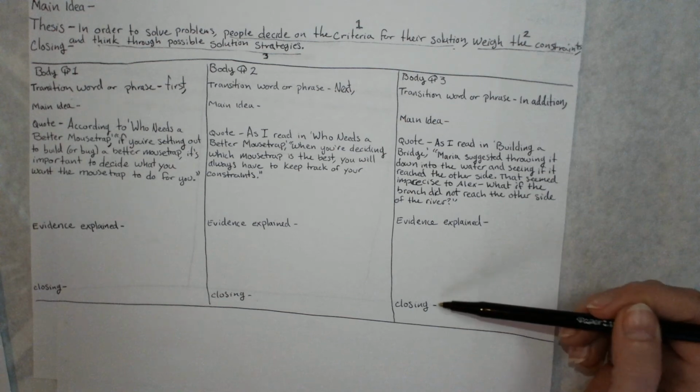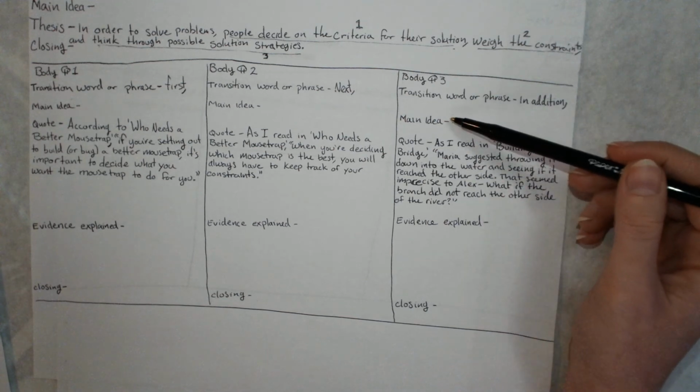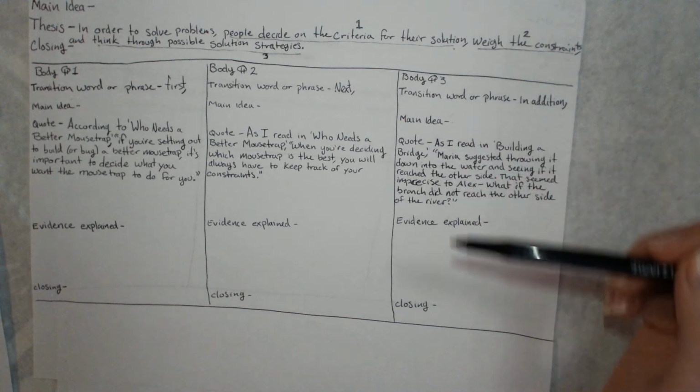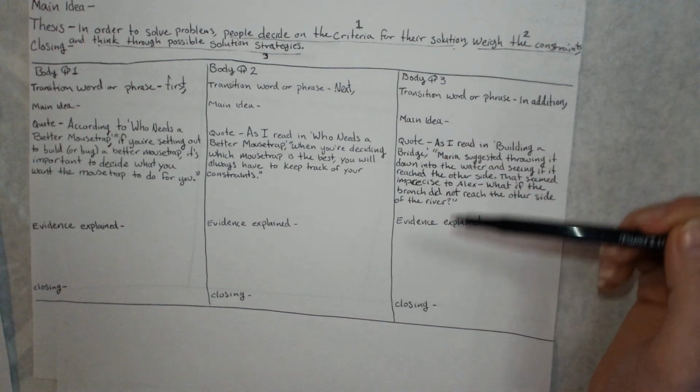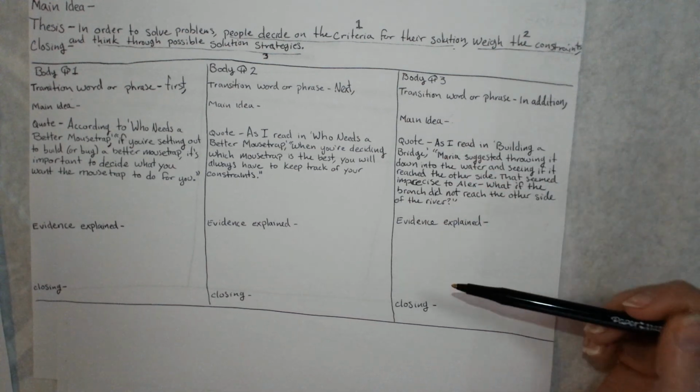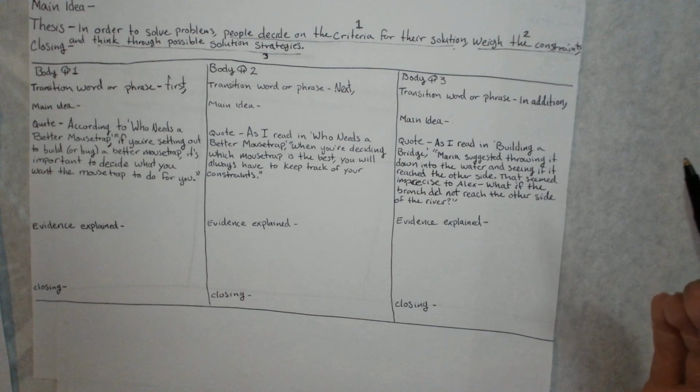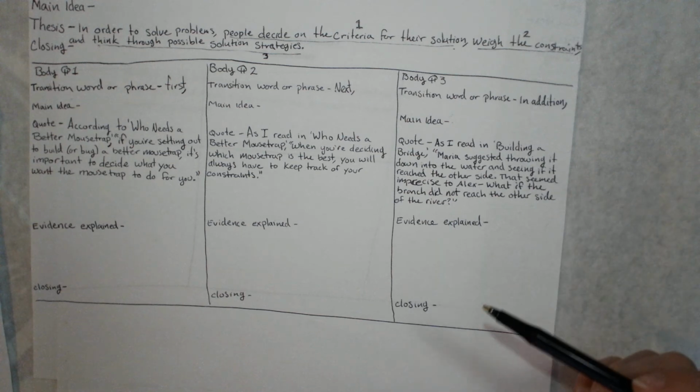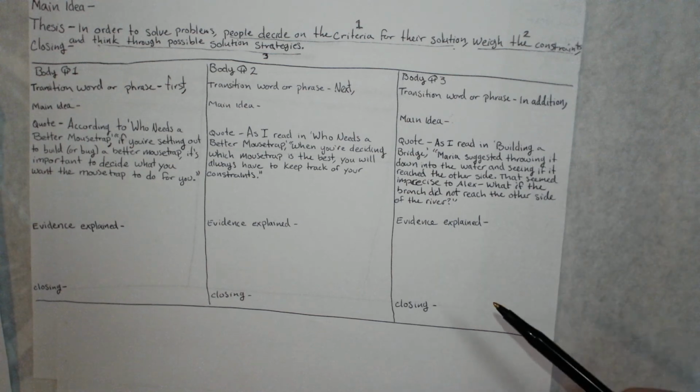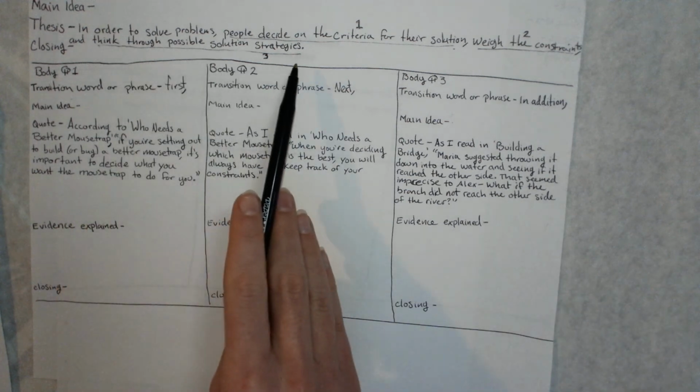Then you'll have your closing. Closing sentences always go with your opening sentences. They're always basically a repetition of that same thing, but at the end you're going to say, now you know. So in this instance, I'll say, now you know this is why people think through possible solution strategies.